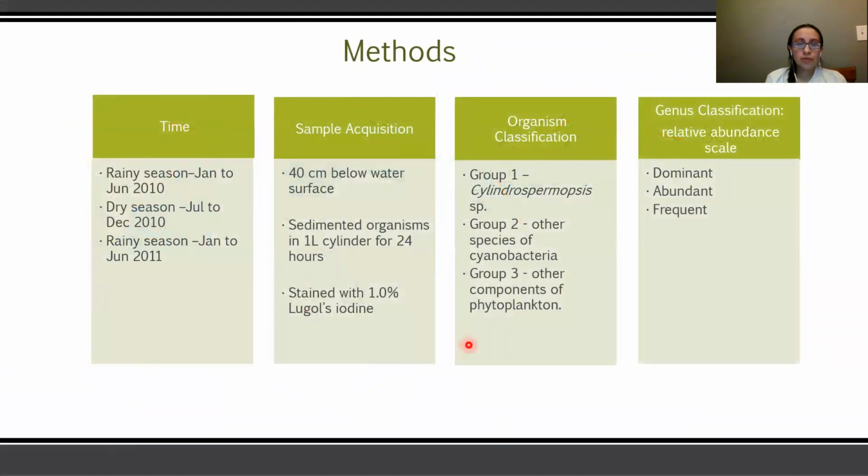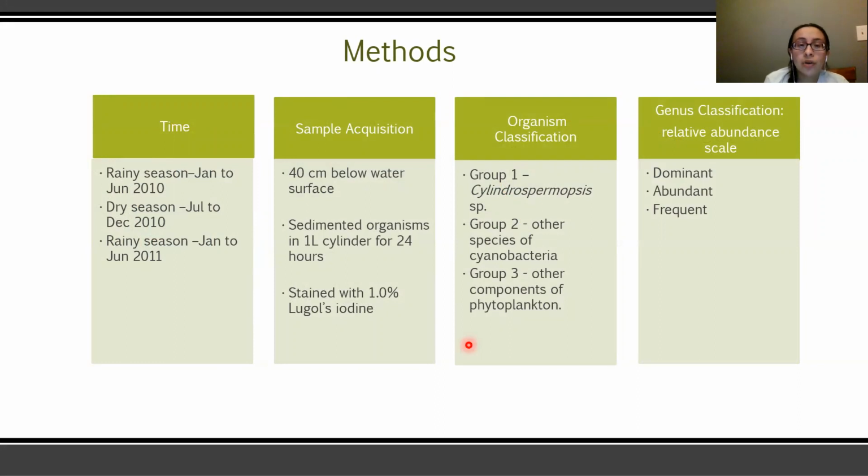And so the method for this study is that they divided the time in which they would be doing the study into 3 seasons. The first is the rainy season, which is from January to June 2010. Next one is the dry season from July to December 2010. The third one is another rainy season, which is from January to June 2011. The way they acquired their sample is by going 40 centimeters below the surface of the water and putting the water in 1 liter glass containers.